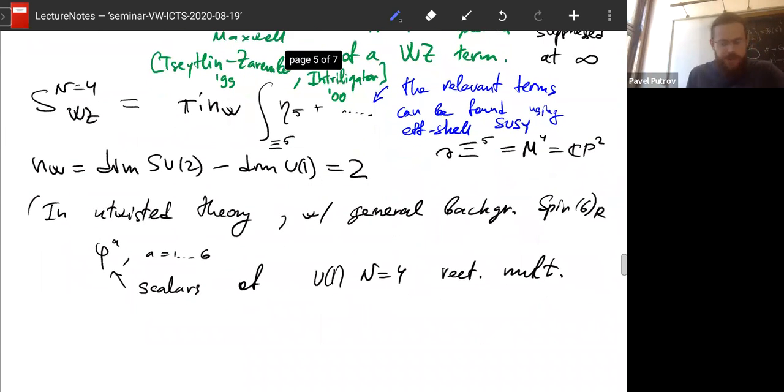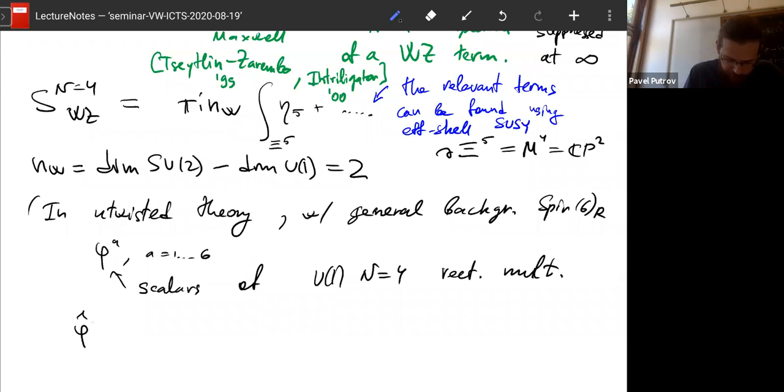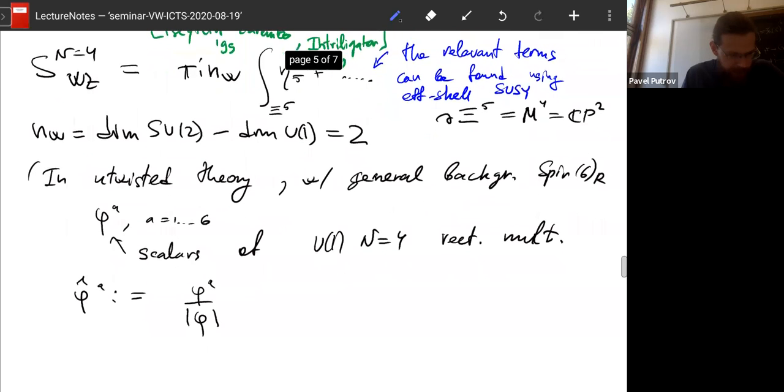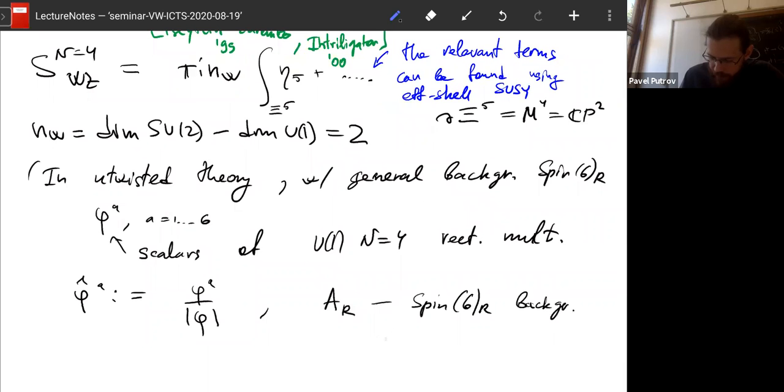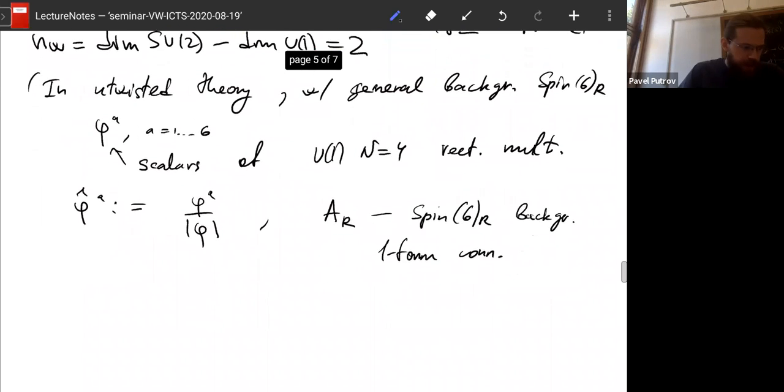So this term is written in terms of the scalars, but let me also introduce the following notations. Phi hat will be a scalar divided by the norm of this dimension 5 vector, and so a dimension 6 vector, and I also need to introduce A_R. This is the background spin 6 R-symmetry one-form connection.